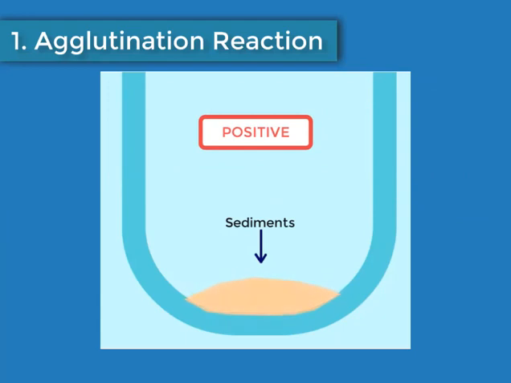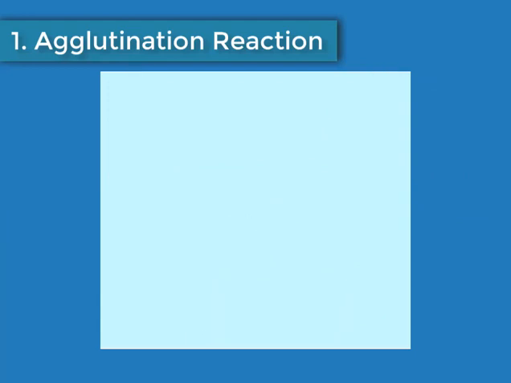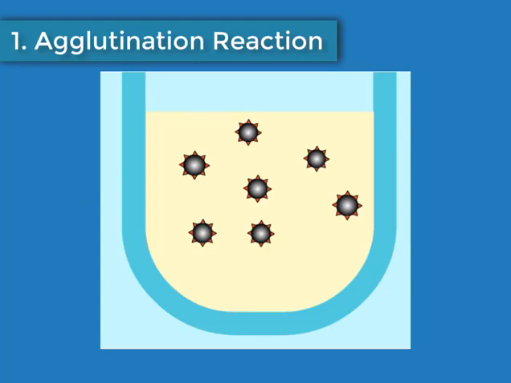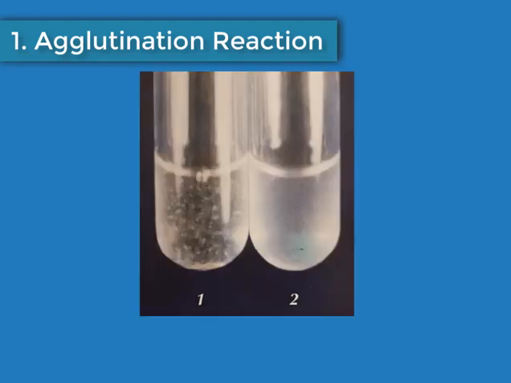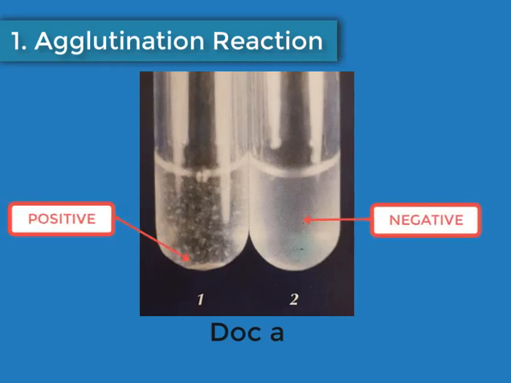On the other hand, if the bacteria remain free in the tube and no sediments are observed, this indicates that the serum is devoid of anti-Salmonella antibodies and the patient is not infected with this bacterium. Document A of your books shows the difference between the positive agglutination test for a Salmonella-infected person and the negative test of another person not infected with Salmonella.